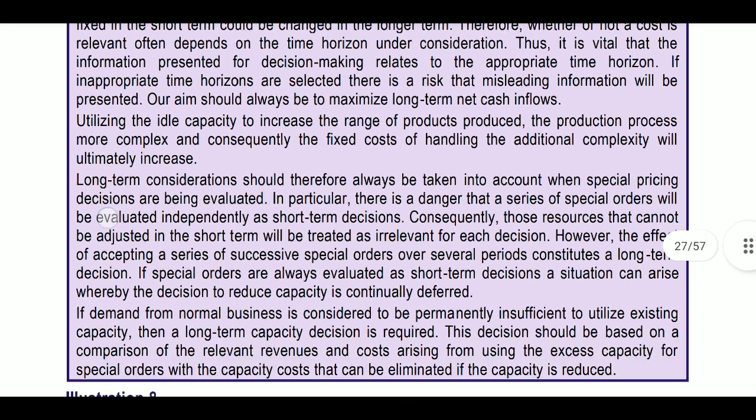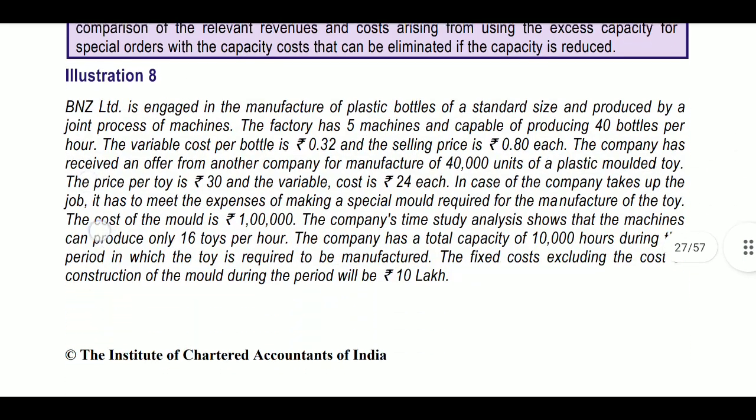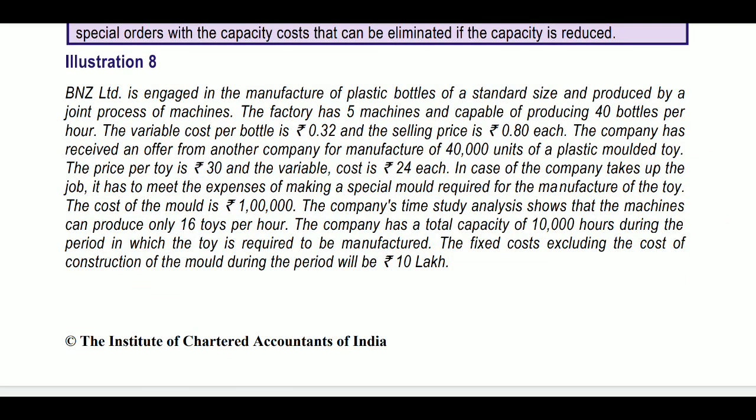Danger of consent. Okay. Illustration number 8. We will see the illustration number 8. In illustration number 8, B and Z Limited is engaged in the manufacture of plastic bottles of standardized size, produced by a joint process of machines. The factory has 5 machines and is capable of producing 40 bottles.